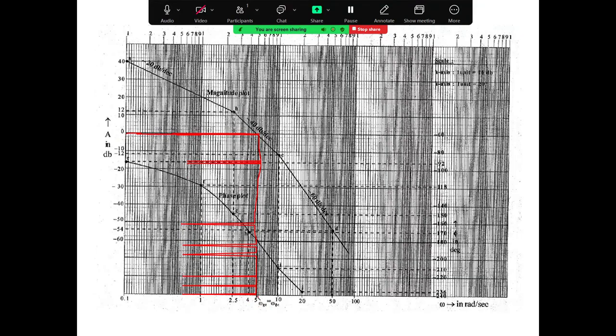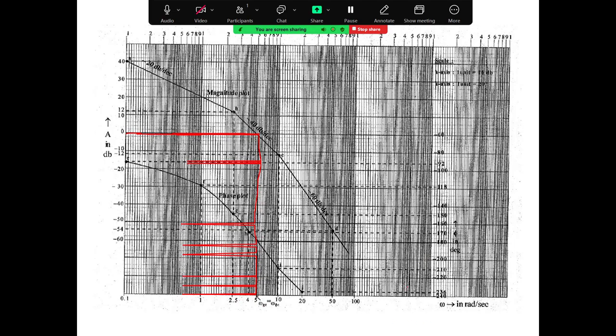Once again, the condition for the gain crossover frequency is that the magnitude should be 0 decibels. Simply take one line from 0 decibels and extend it. It will touch the magnitude plot at some point. From that point, extend that line towards the frequency line and represent the corresponding frequency. So that is 5 radians per second.